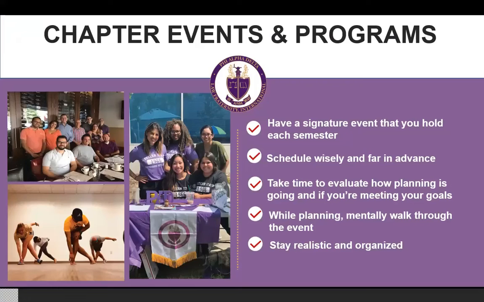And finally, stay realistic and stay organized. The truth is that not every event is going to succeed, and even the best event might not have the attendance that you were hoping for. Don't overextend your resources. Keep notes, as I mentioned, so that you as future boards will know what works best instead of reinventing the wheel every single year.